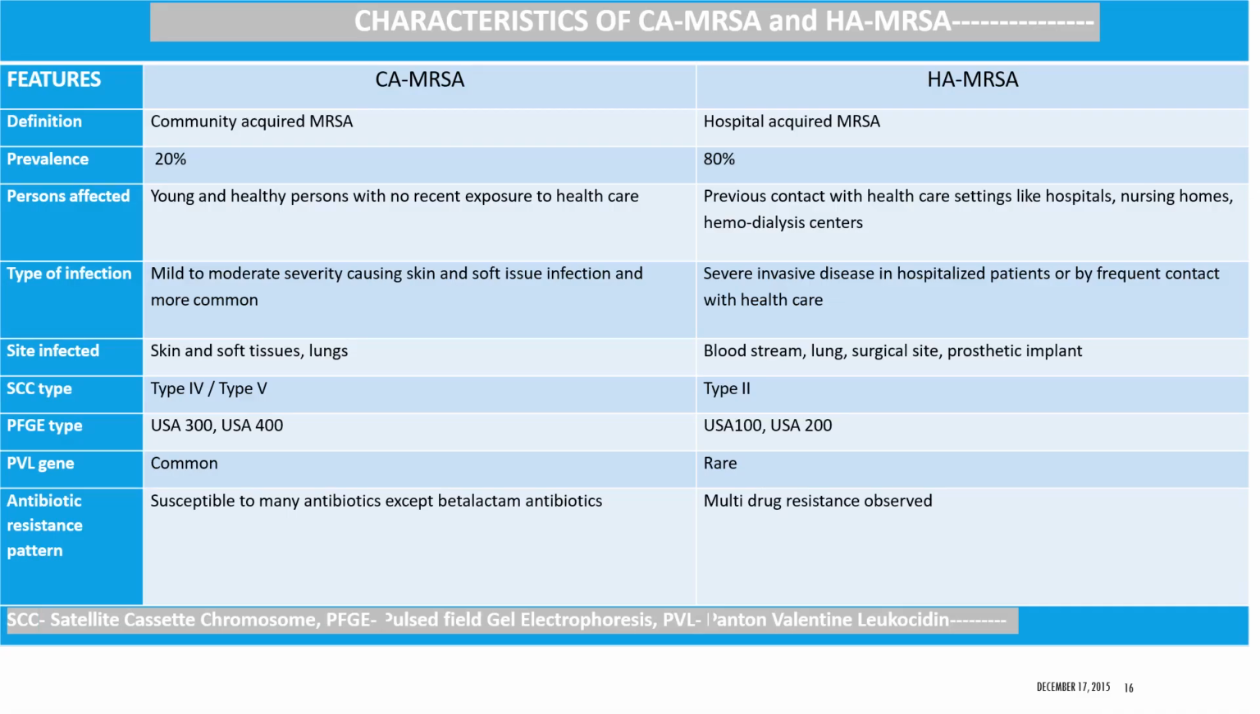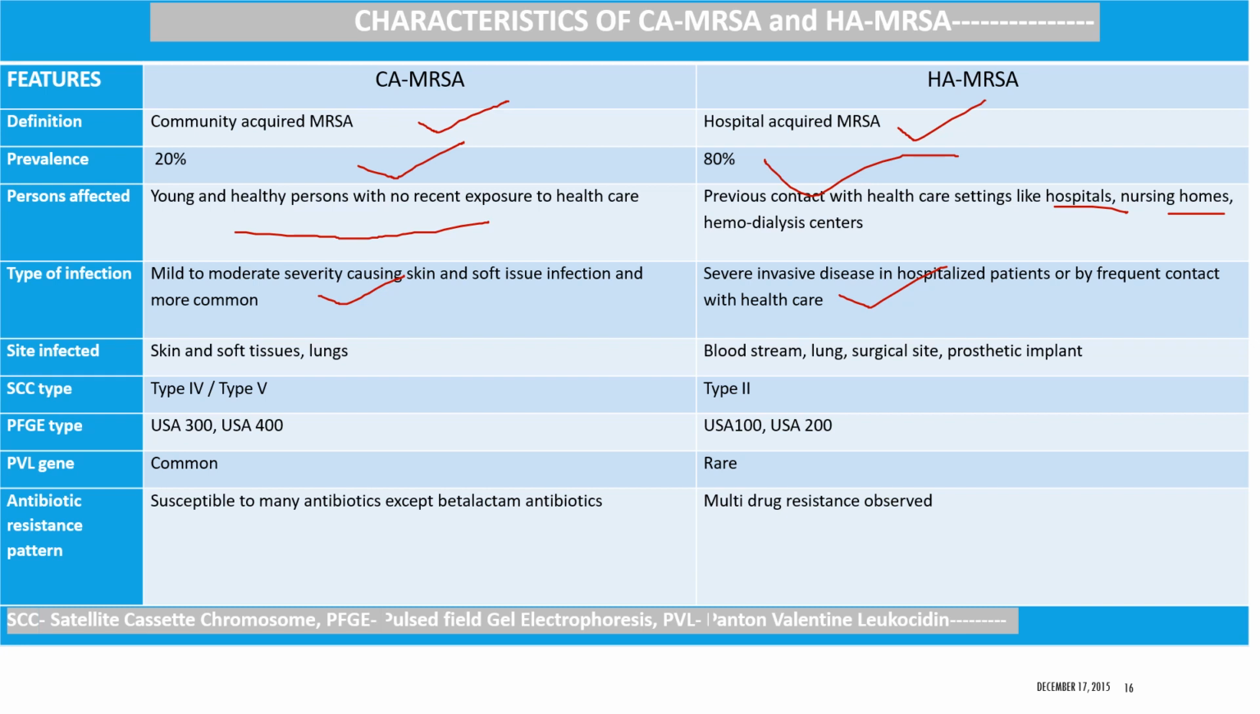These are the characteristics of CA and HA-MRSA. CA means community acquired MRSA, and HA means hospital acquired. Community acquired is only 20%, hospital acquired is more, which is 80%. Community acquired mainly affects young and healthy persons with no recent exposure to healthcare, while hospital acquired has previous contact with any healthcare setting like hospitals, nursing homes, or hemodialysis centers, etc. Community acquired infection is of mild to moderate severity, with skin and soft tissue infections more common. Hospital acquired is a more severe invasive disease in hospitalized patients or those in frequent contact with healthcare persons.